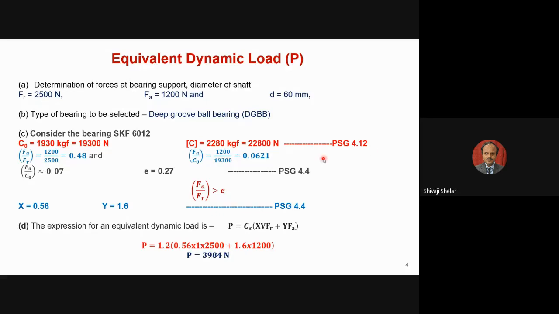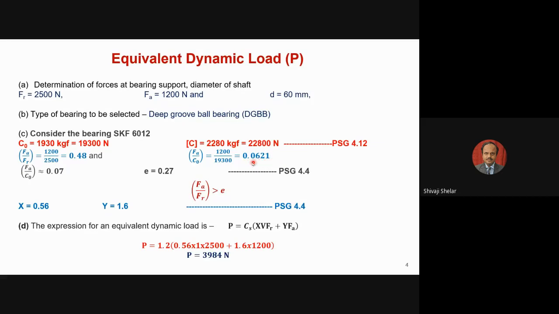Now, you know the value of C naught, so we can calculate certain ratios. I'm calculating the FA by FR ratio, that is 1200 upon 2500. These two values are given in the problem. So this ratio comes as 0.48. And FA by C naught: C naught is your static load carrying capacity, this value 19300. So 1200 upon 19300. So this value is around 0.062, means around 0.07.